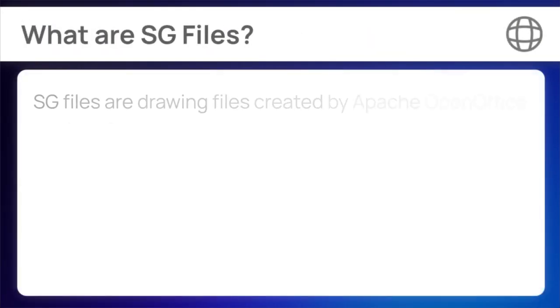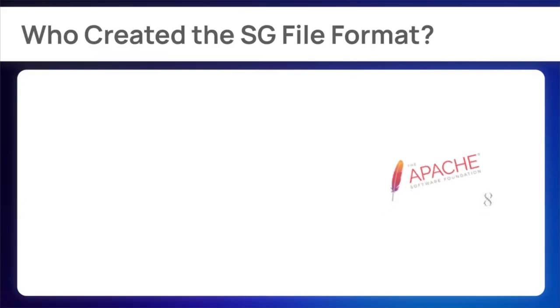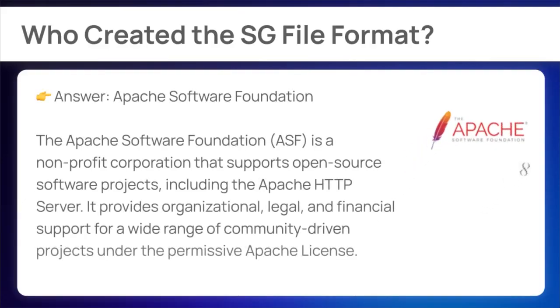SG files are drawing files created by Apache OpenOffice or older StarOffice versions using the legacy StarDraw format. They contain vector drawing content, including shapes, lines, text boxes, and embedded images created in the Draw component of the Office suite for creating diagrams, illustrations, and simple vector graphics.